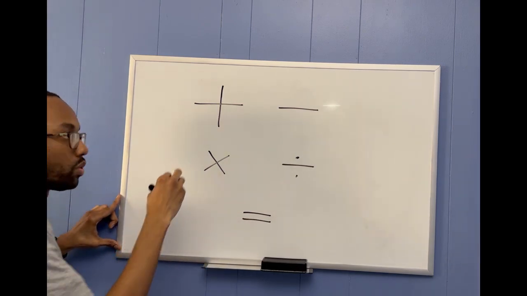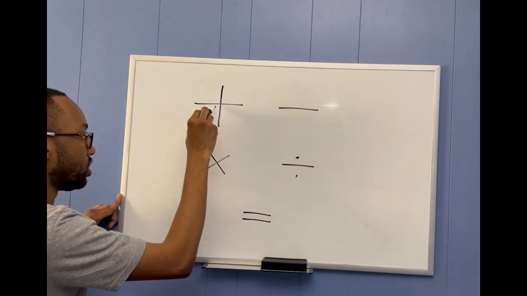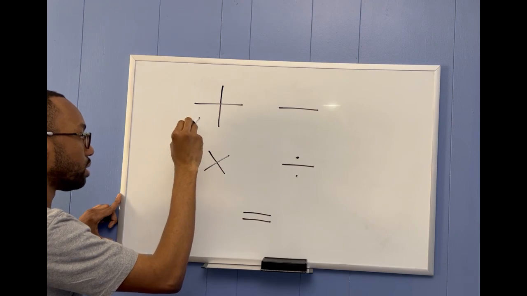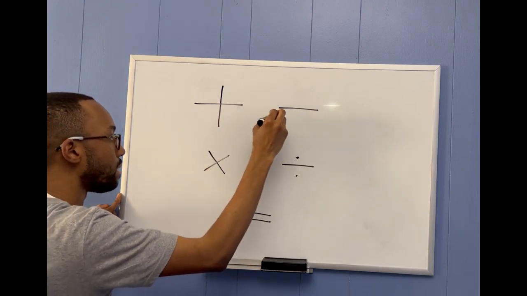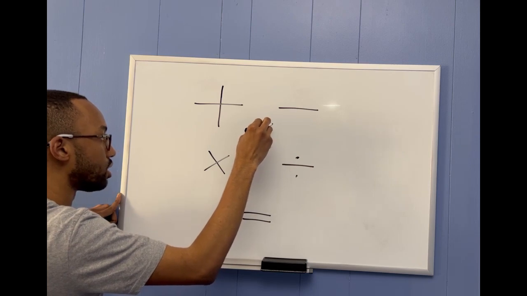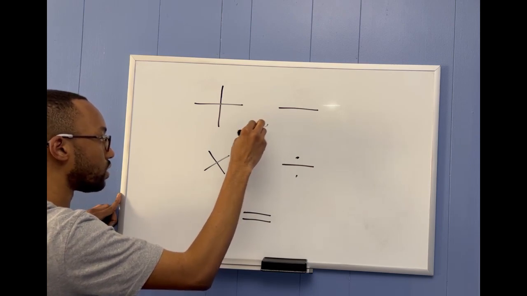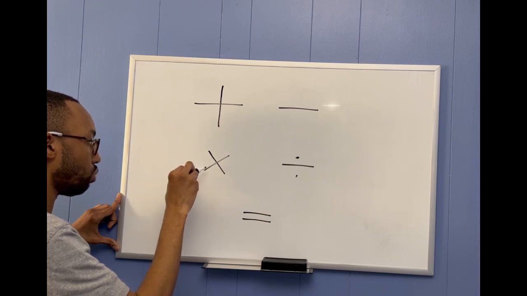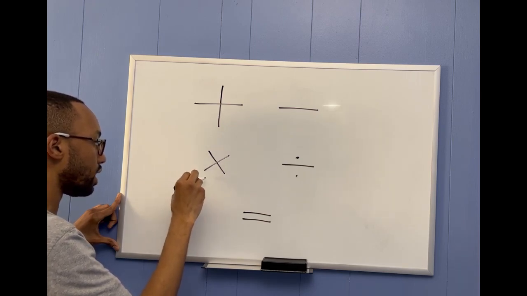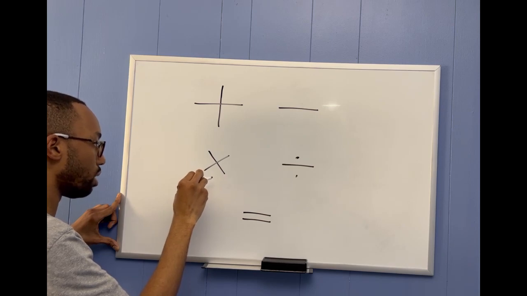So let's review. The addition sign is used to add two or more numbers to find the sum, the plus sign. Here we have the minus sign used for subtraction, and it's used to find a difference between the two numbers. For multiplication, we have the times symbol, which is used to find the product between two or more numbers.